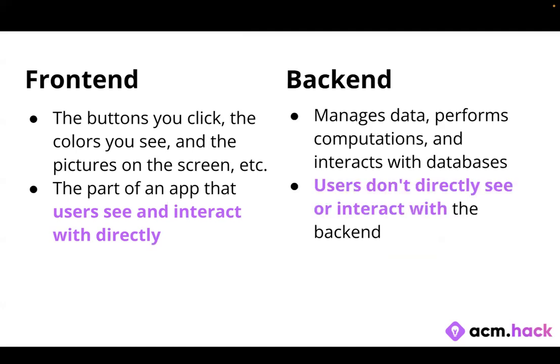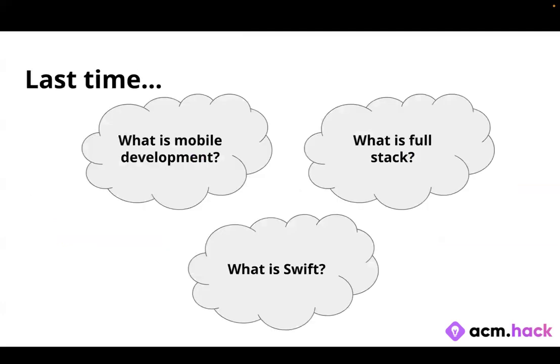On the other hand, backend manages data, performs computations, and interacts with databases. So you can't really see anything that's going on there, and you don't really interact with it either. Last time Sneha gave us a good example of a TikTok app. Basically, the front end is the reels that you see, the like button, the comments, and things like that. Whereas the backend could be the databases that store all those reels and the recommendation algorithm that could push you the reel that you're most likely going to be interested in. Cool. So that was full stack.